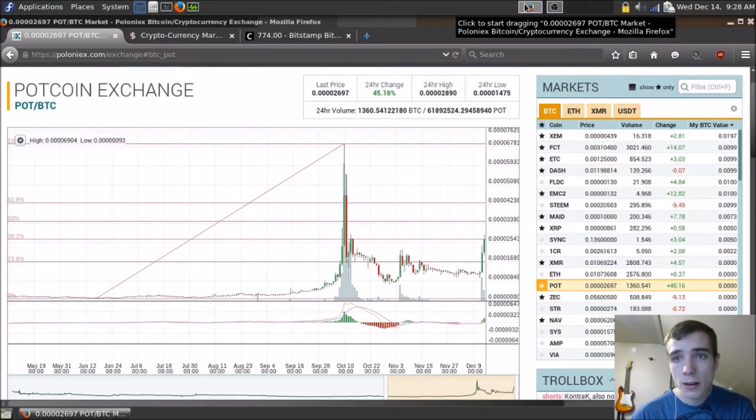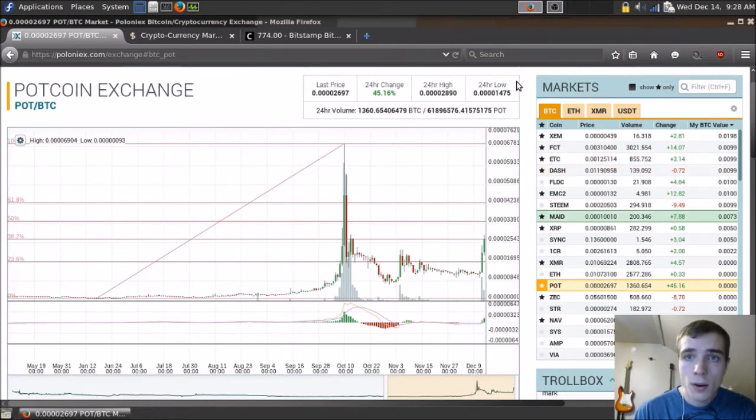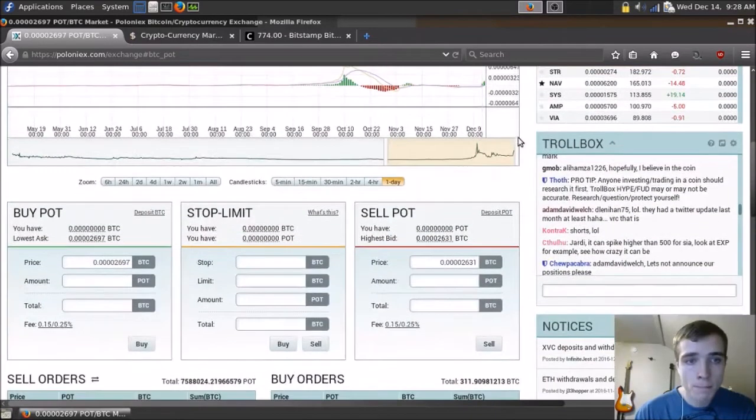A couple other things. I wanted to go over the Poloniex interface again, because I have a lot of people asking me pretty basic questions on how to use the interface, so I wanted to do a quick basic run over of that. So we'll do that first.